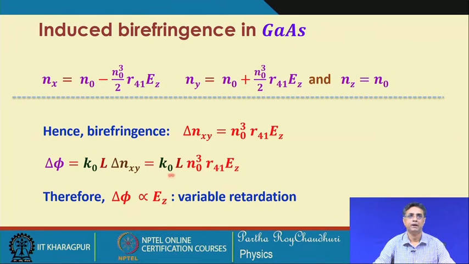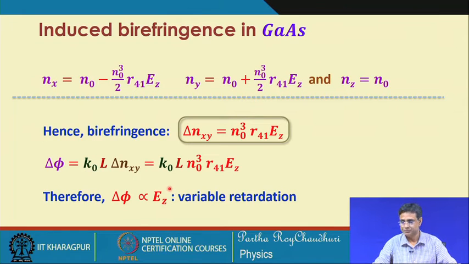So, we find that this phase retardation delta phi is proportional to the applied electric field. In terms of the voltage, this phase retardation is proportional to the applied voltage, because all other quantities remain constant. k 0 involves the free space wavelength, then N 0 is the refractive index of the crystal in the absence of any electric field, and L is the length of interaction.